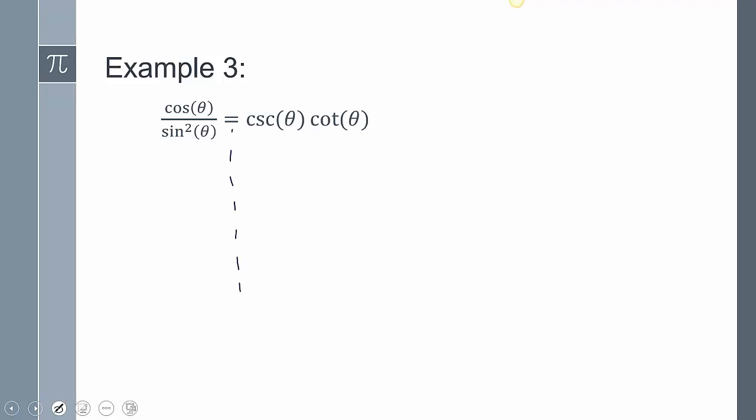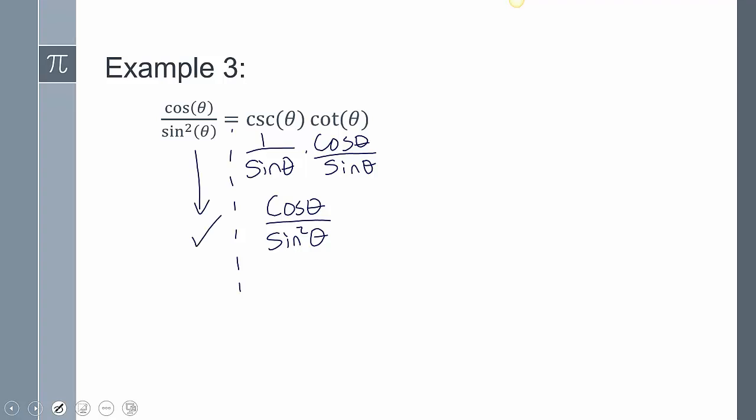So no big identities, there's no algebra, but if I change everything into sines and cosines, cosecant is 1 over sine, cotangent, the quotient identity, is cosine over sine. Now I know you're thinking, well, isn't cotangent 1 over tangent? Yes, but I'm suggesting you change everything to sines and cosines. So what's the cotangent version of sines and cosines? Cosine over sine. Multiply those together. Those are the same. And you have your answer.